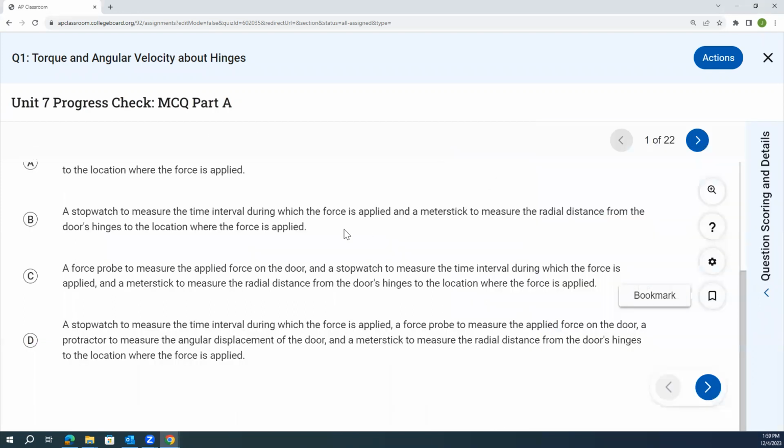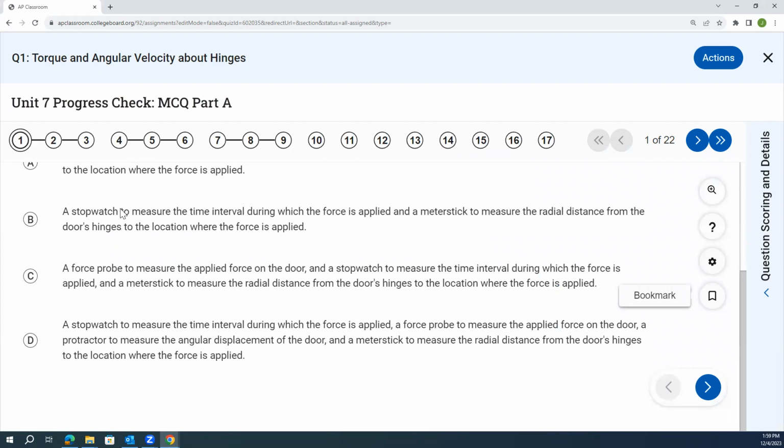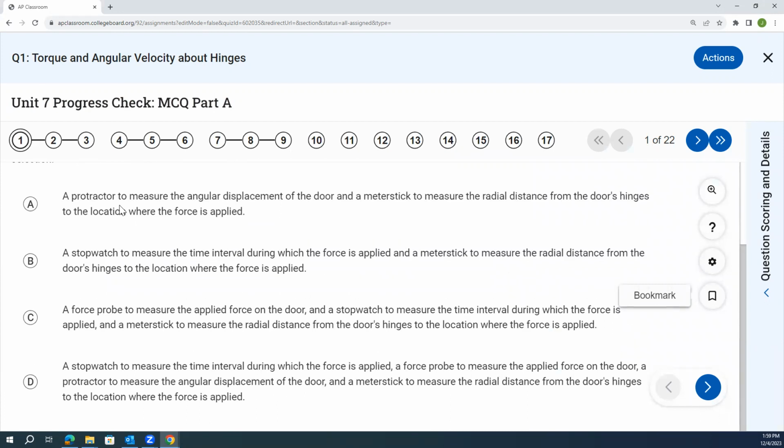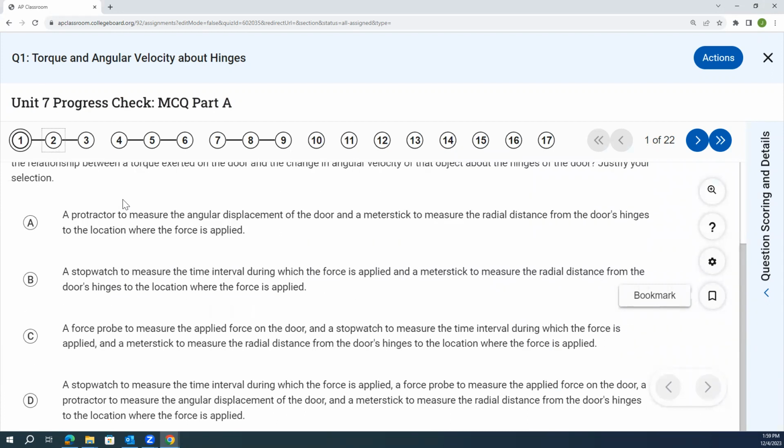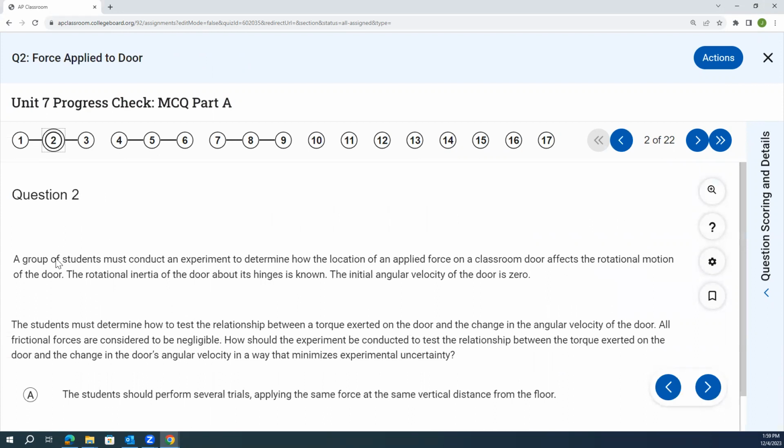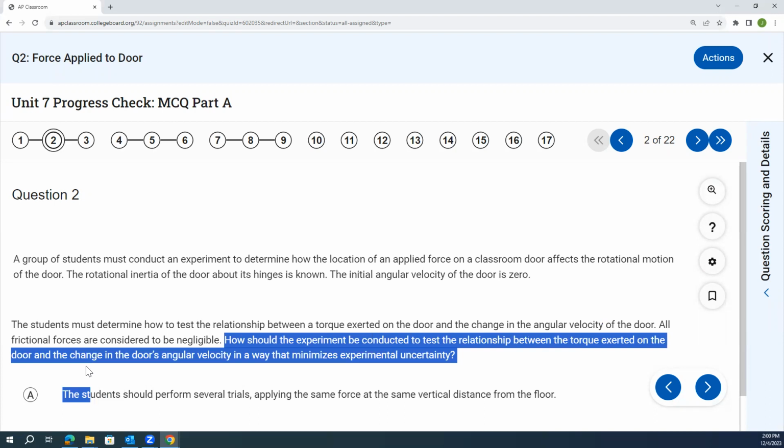Okay, right, you guys good there? Yeah, so AP loves these questions about how do you design some experimental procedure, and you have to think, okay, well, I'd have to measure this to get this, I'd have to measure that to get that. It's one of those questions. All right, next question. So same scenario, we got this door we're opening. Students must determine how to test the relationship between torque and the angular velocity of the door. Okay, so we've been looking at friction is negligible. How should the experiment be conducted to test the relationship between torque and the change in angular velocity in a way that minimizes experimental uncertainty?